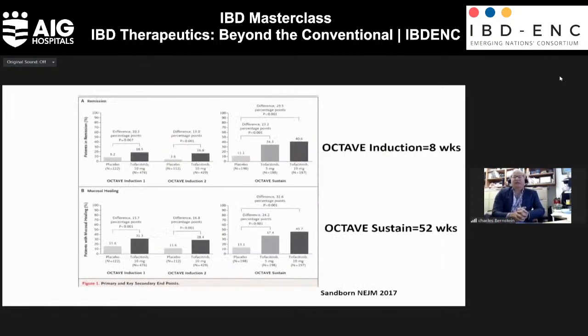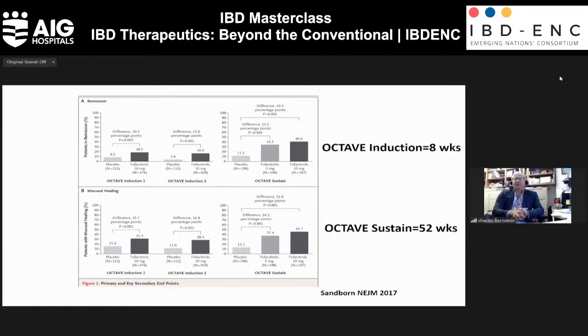Now, these are the OCTAVE data published a few years ago, led by Bill Sandborn. You can see that for induction, patients in remission in the top left, by 8 weeks, there was a delta of about 10 to 13 points, and that was statistically significant. And more importantly, I think, the maintenance data, or OCTAVE Sustain, looked very good.